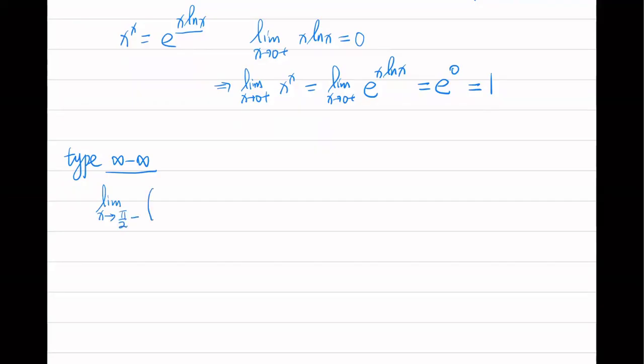For clarity, I consider secant x minus tangent x. Okay, first let's recall when x goes to pi over 2. What does this mean? Maybe I should ask you first. Okay, yes. It goes to pi over 2. This is pi over 2. x goes from there, from the left side. When x goes to pi over 2 from the left side, what can you tell me about the tangent x?